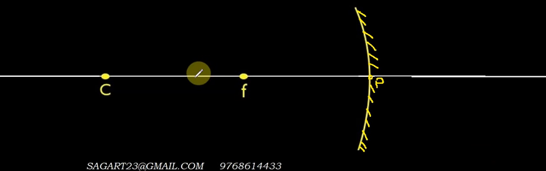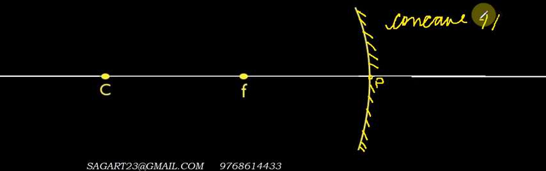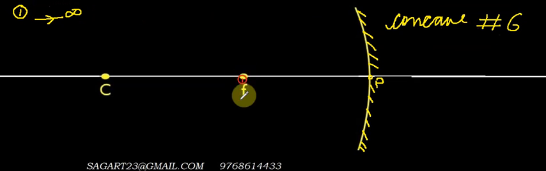Hi, welcome to another video where we'll see how to draw the ray diagrams for spherical mirrors. Up till now we have seen the diagrams that were drawn for a concave mirror. So this is a concave mirror and we have drawn a total of 6 diagrams. We had diagram number 1 where the ray of light was coming from infinity, and for that the image was formed at F, at focus.